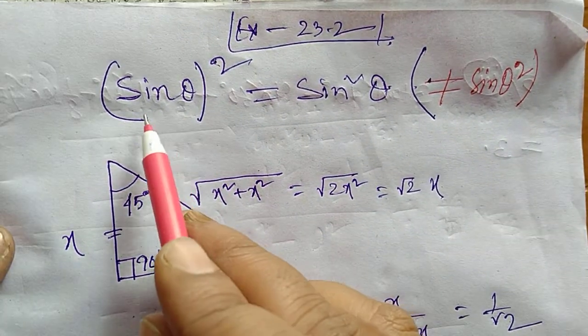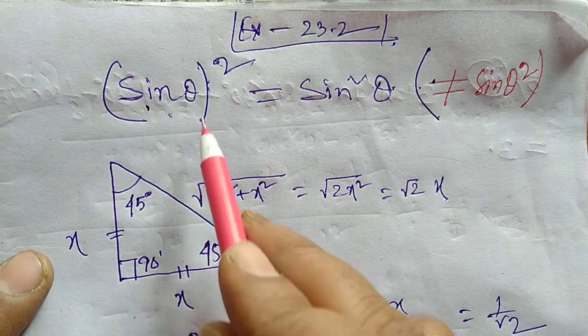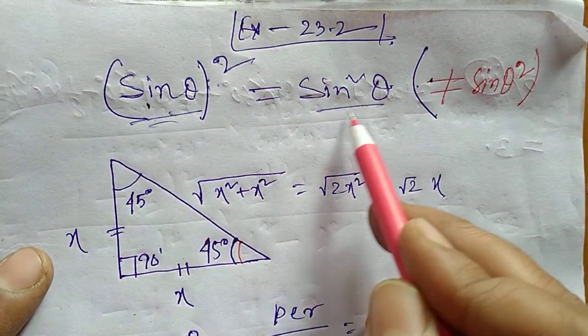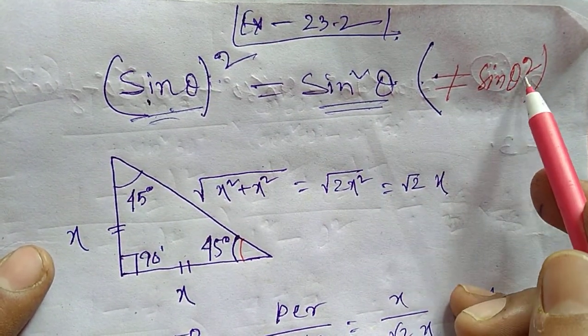So at first, everyone see that (sine theta) whole square. This equals to, we can write, sine square theta. This is not equal to sine theta square.